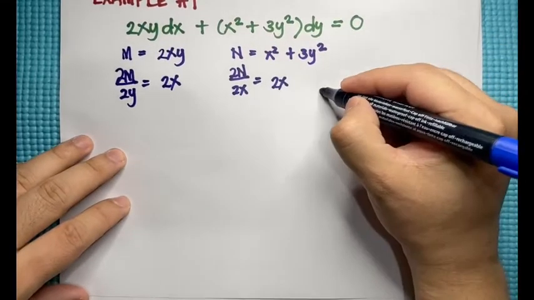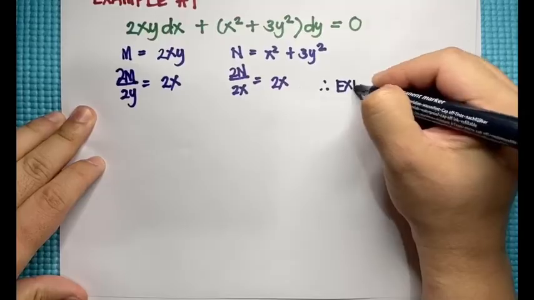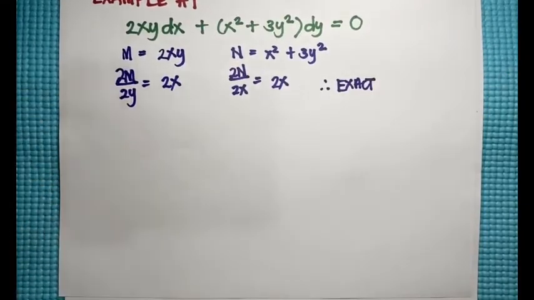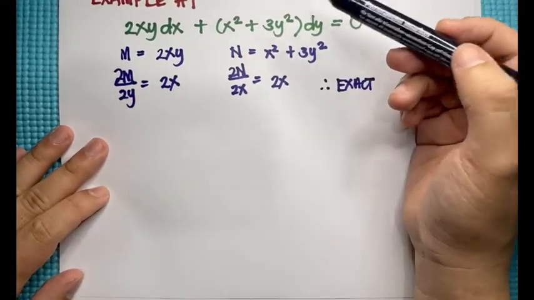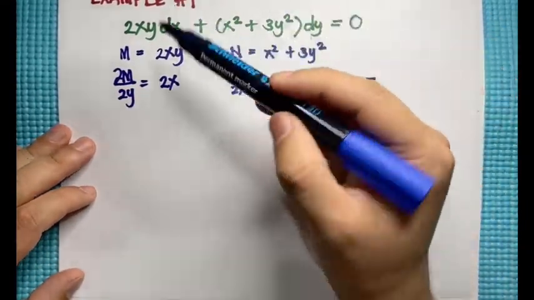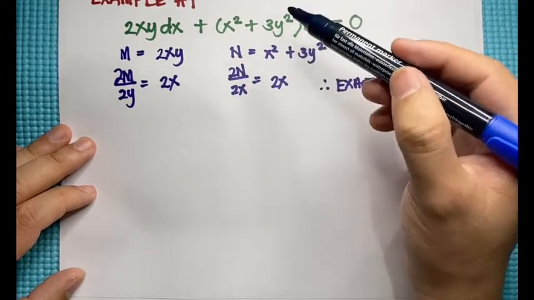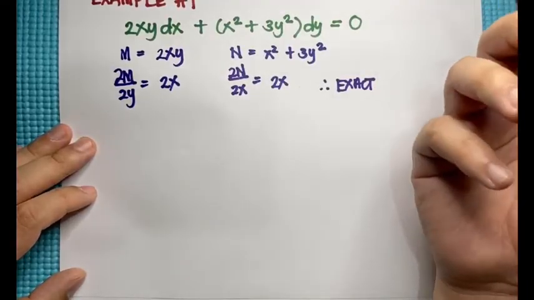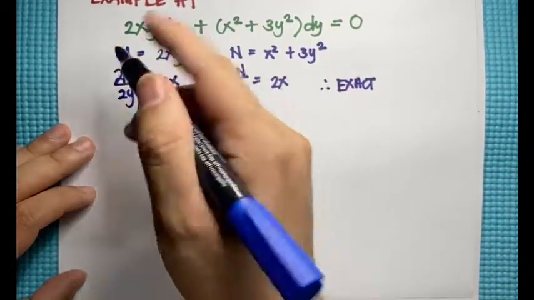So therefore, the given equation is actually an exact equation. Since this is exact, let's proceed with our first step. Our first step would be to integrate. As I have mentioned, we have two choices. It's either we're going to integrate m or we're going to integrate n. As I've mentioned before, the simpler function would be the one to integrate. So in this case, I'll choose m.